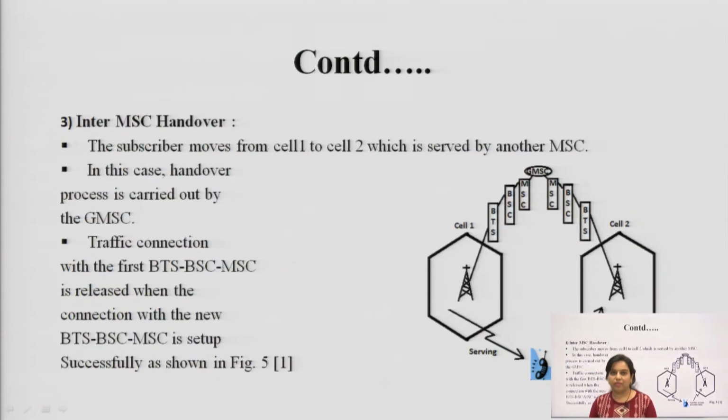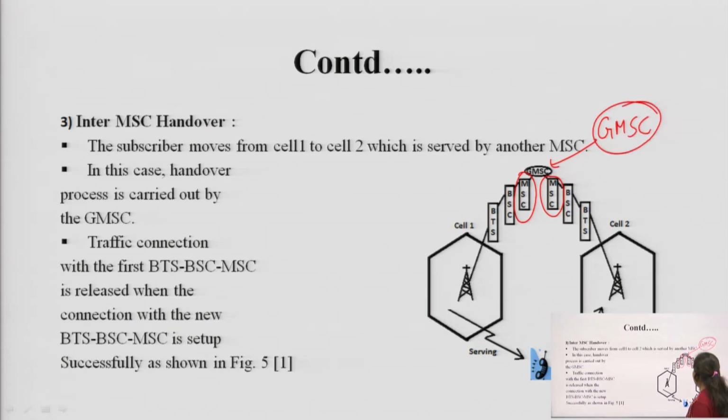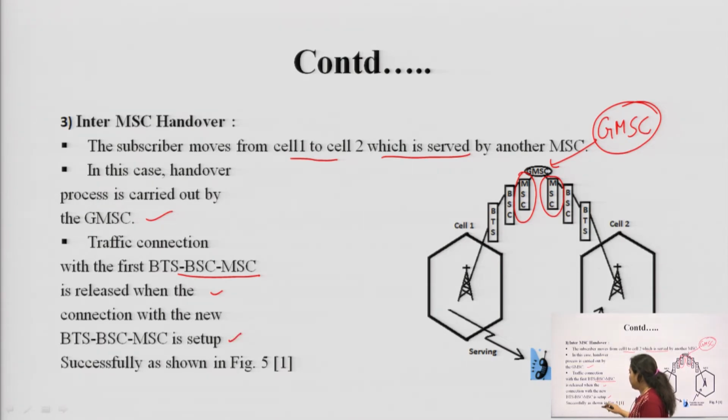Now, the next one is the inter MSC handover. You can see over here that two MSCs are connected to a single GMSC, that is the gateway mobile switching center. Then the subscriber moves from cell 1 to cell 2, which is served by another MSC. In this case the handover process is carried out by the GMSC. The traffic connection with the first BTS, BSC and MSC is released when the connection with the new BTS, BSC, MSC is set up. So, that is the connection that has been set up. This is cell 1, this is cell 2, this is the serving base station, this is the receiving base station, the receiving cell or the receiving unit. So, the call will be transferred from one point to another point, that is from one cell to another cell.